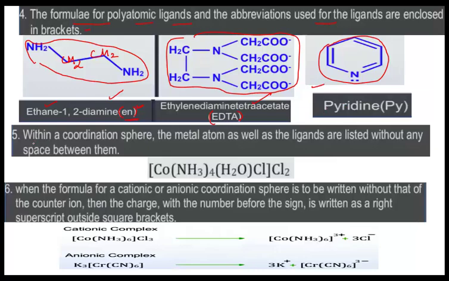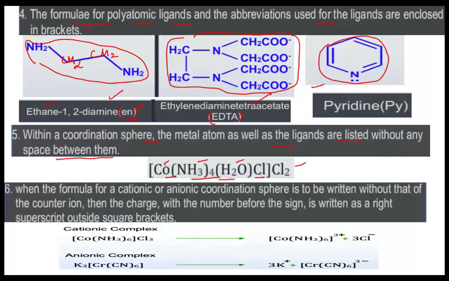Now the fifth rule says that within a coordination sphere, the metal atom as well as the ligands are listed without any space between them. This is quite simple, that there should not be any space. So they should be in continuation. Coordination sphere, metal atom, then there is no gap, then NH3 4 times, one ligand, then second water, so there is no gap, and third one is chloride. And then square bracket close, and outside it is the counter ion. So we will not leave any space while writing the formulas of central metal atom or ligands, whatever are present.